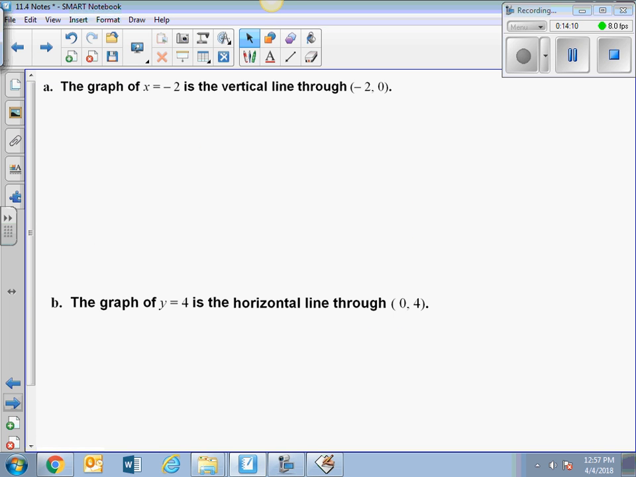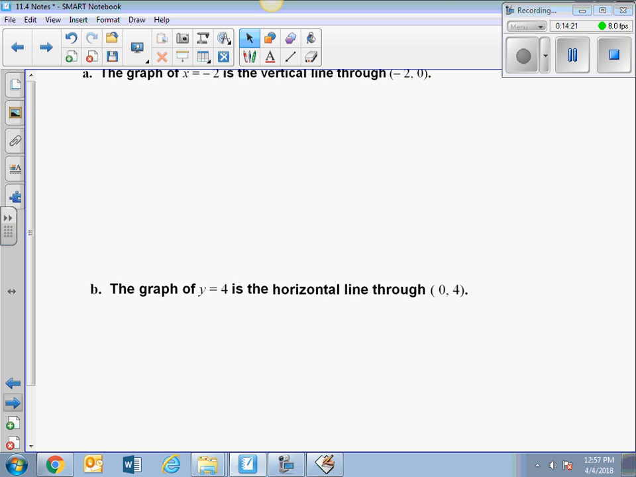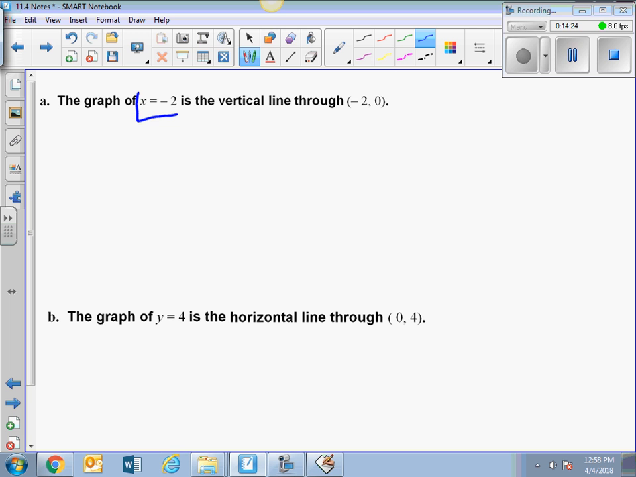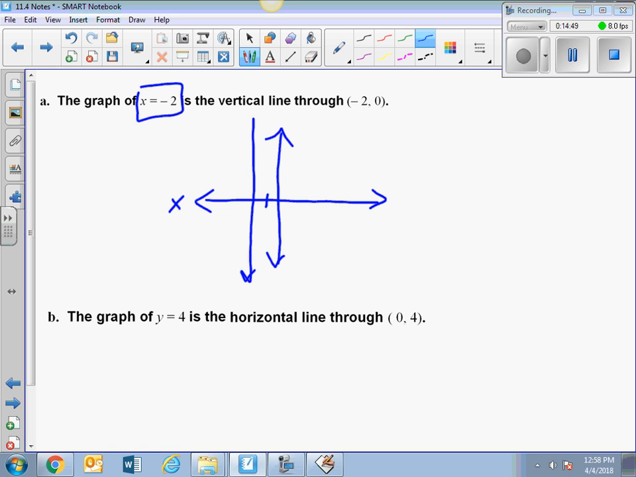All right, what if this happens? We have x equals negative 2, and it's a vertical line through negative 2, 0. So how do you do that? Anytime you just have one letter and it's equal to a constant number, you would go to your graph, and then I would make a line, and x is a vertical line. Here's how I know that, because if I go to the x-axis, which is right here, I would go to negative 2, and I draw a vertical line through it.